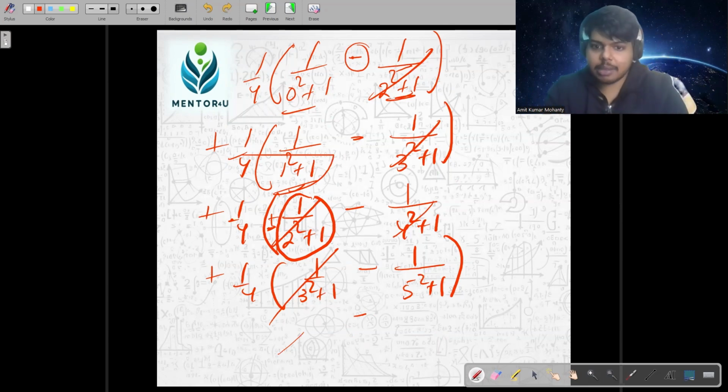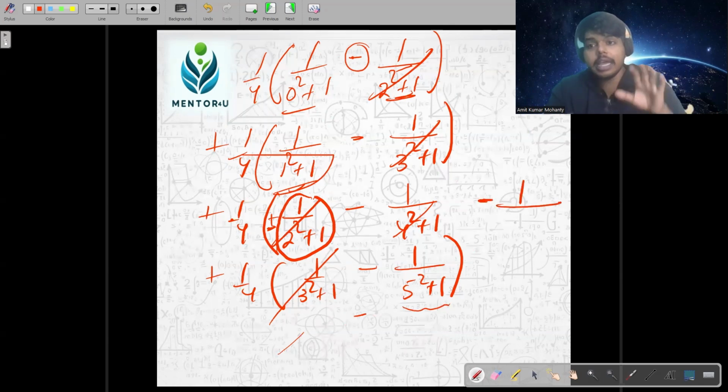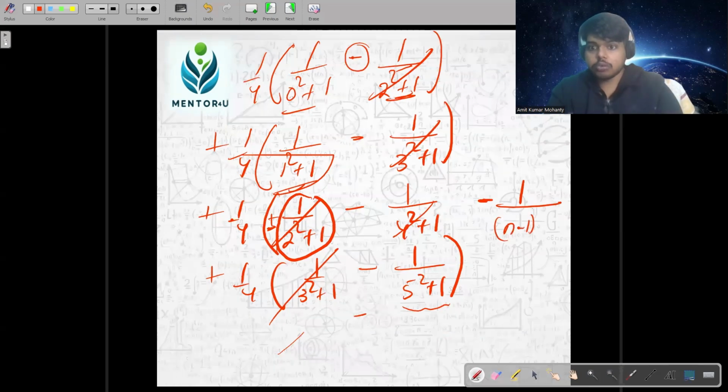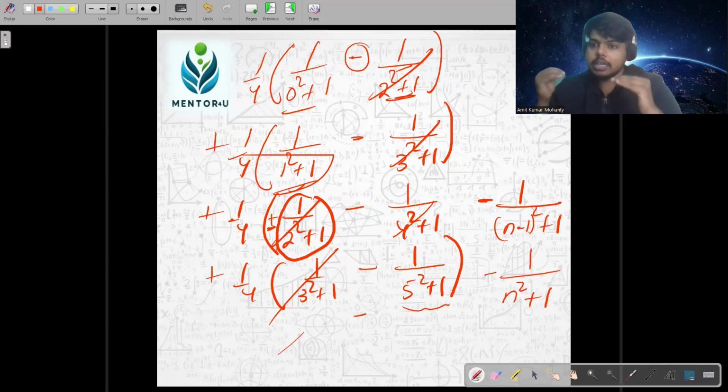So in our situation, which are the last two terms that will remain? It will look something like this. The last two terms will lie on the negative side. So it will be minus 1 by, for n equals infinite, (n minus 1) whole square plus 1. And another term will be minus 1 by n square plus 1. Clear? These are the second last and last terms.